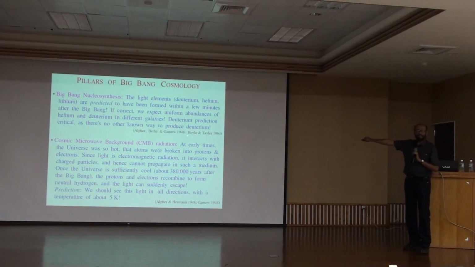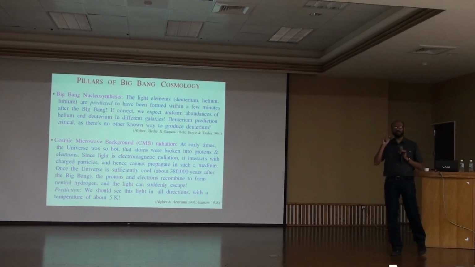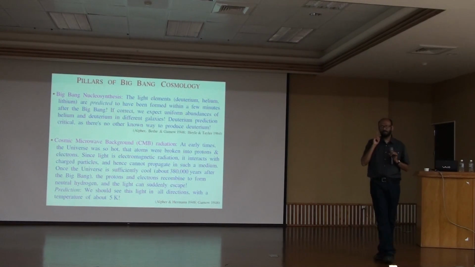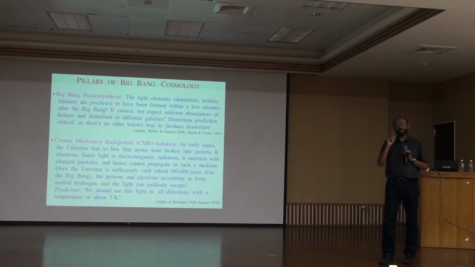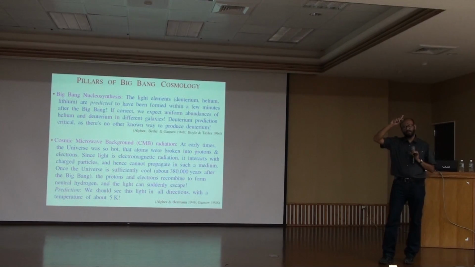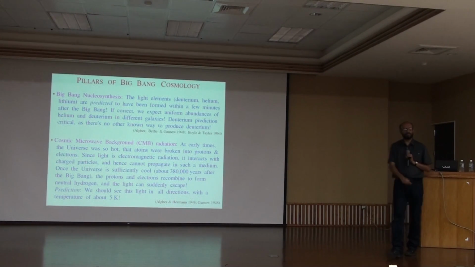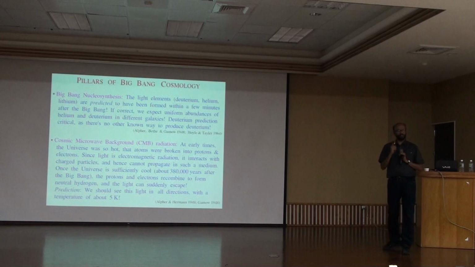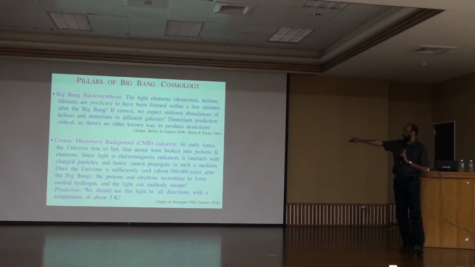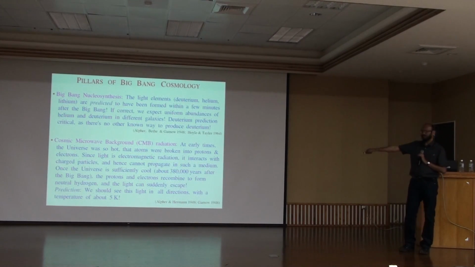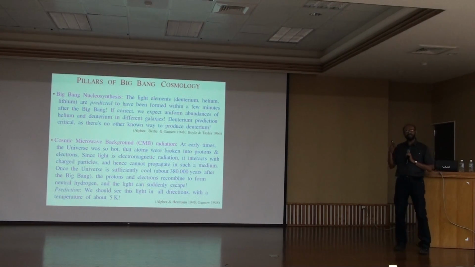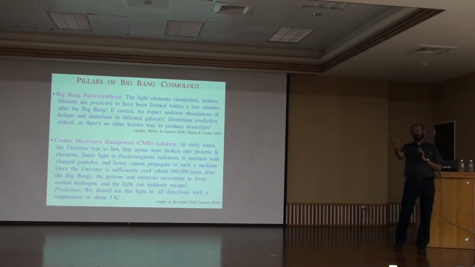So about 1948, 2 predictions came out. For the Big Bang, you should be able to go and measure light elements everywhere in the universe, and you should see the same amount of helium and deuterium in different galaxies. And the second prediction, which is equally important, is that at early times, the universe was so hot that atoms are broken up into protons and electrons. And because light is electromagnetic radiation, it interacts with the electrons and protons, with charged particles, and can't propagate.